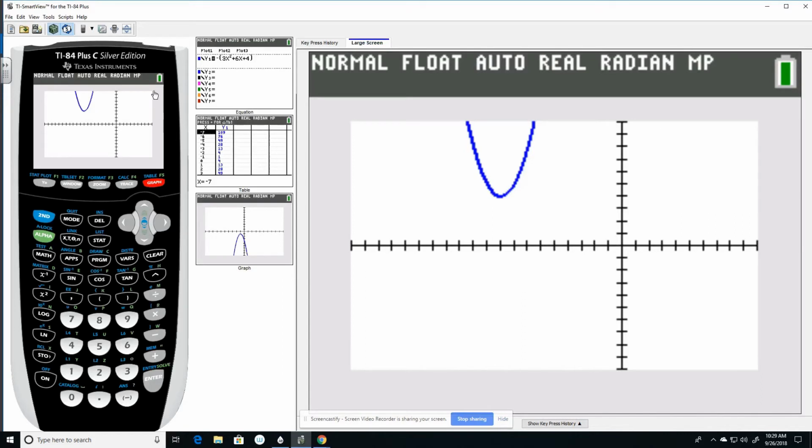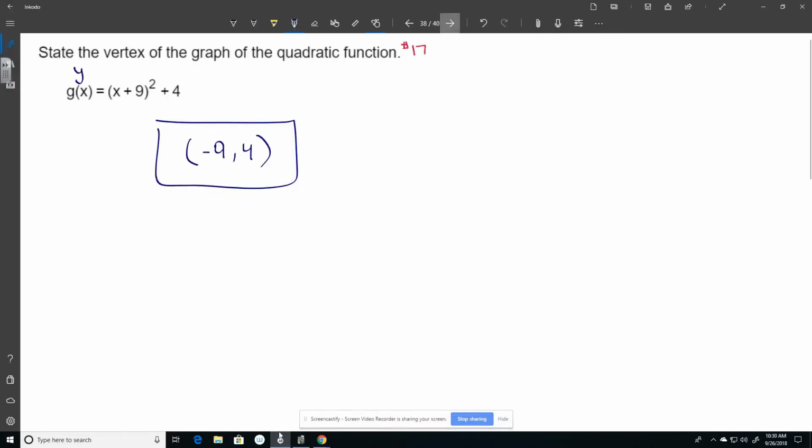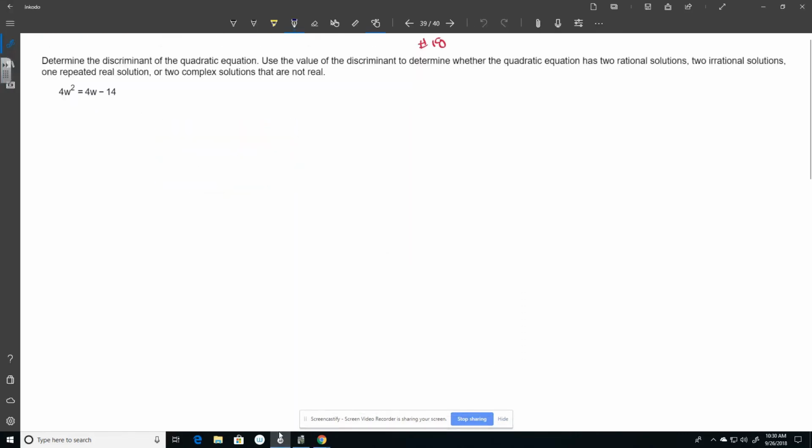Okay. All right. Moving on, 2 more problems. Determine the discriminant of the quadratic equation. Use the value of the discriminant to determine whether the quadratic equation has 2 rational solutions, 2 irrational solutions.